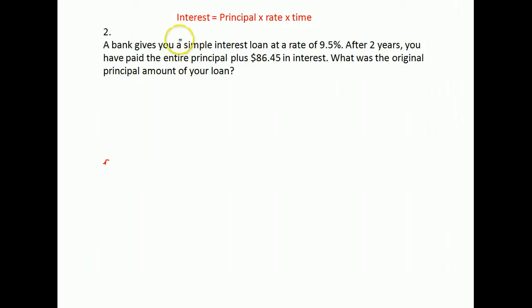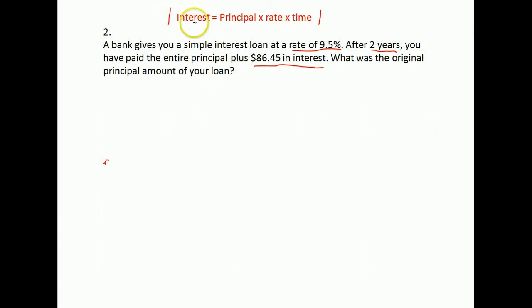Okay, so here's an interest, principal, rate, time problem, and this is the formula up here that we'll be using for these types of problems. It says a bank gives you a simple interest loan. The rate is 9.5%. After 2 years, there's our time, you have paid the entire principal plus $86.45 in interest. What was the original principal amount of your loan?